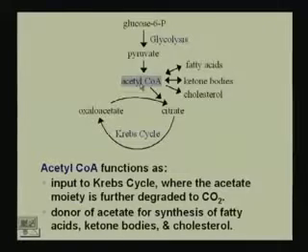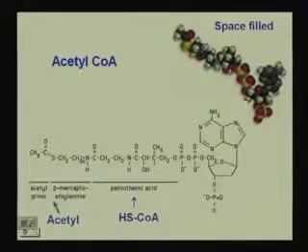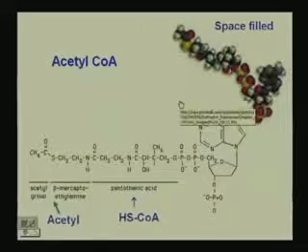We need to know that acetyl-CoA is going to the Krebs cycle, and we need to know what is going on in the Krebs cycle. This is acetyl-CoA. If you remember, we have the acetyl group here, the beta mercaptoethylamine part, the pantothenic acid part that was derived from the vitamin, and what is this part?